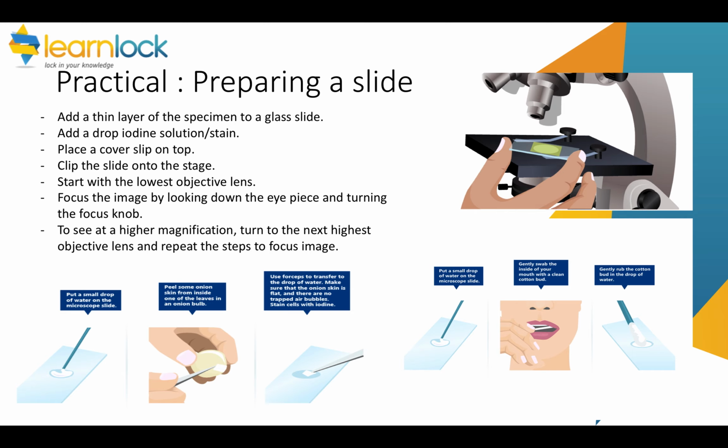If you want to then see it at a higher magnification, you then can turn to the next highest objective lens and then repeat the steps to focus. You can't just start with the highest magnification, you have to build up gradually.